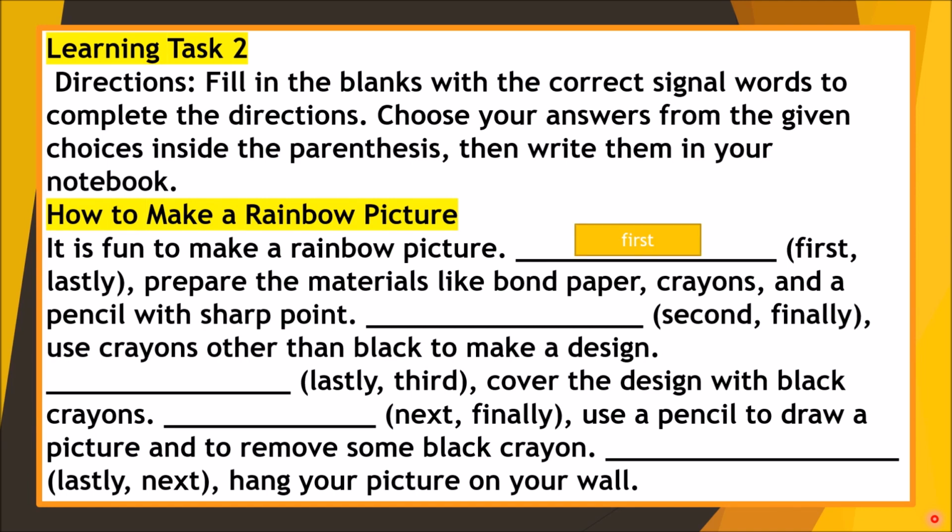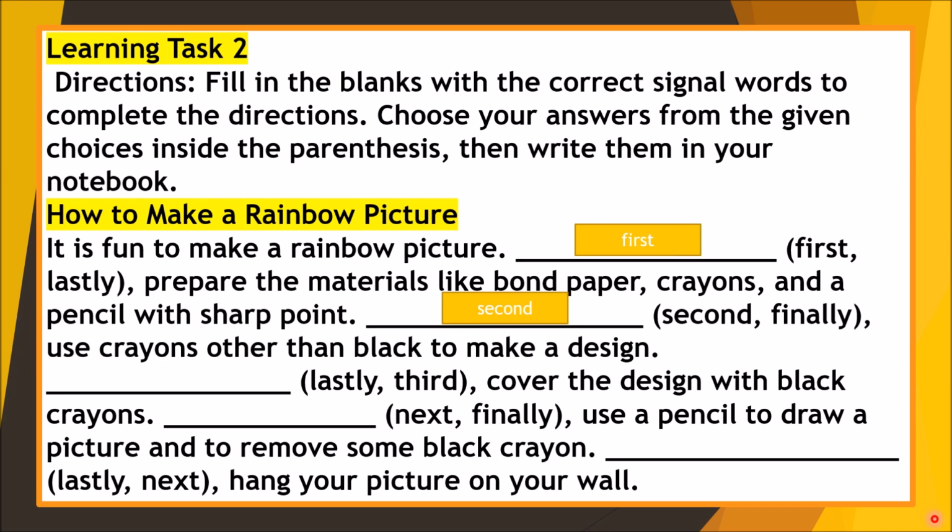Okay. First, prepare the materials like bond paper, crayons, and a pencil with sharp point. Okay. Next, if your answer is first, of course, very good. Next one, what is the correct answer, second or finally? Second. So second, use crayons other than black to make a design.